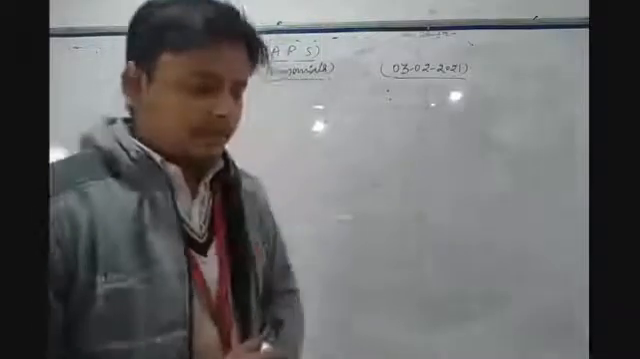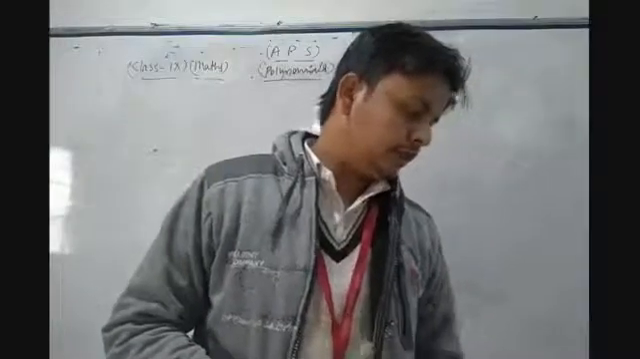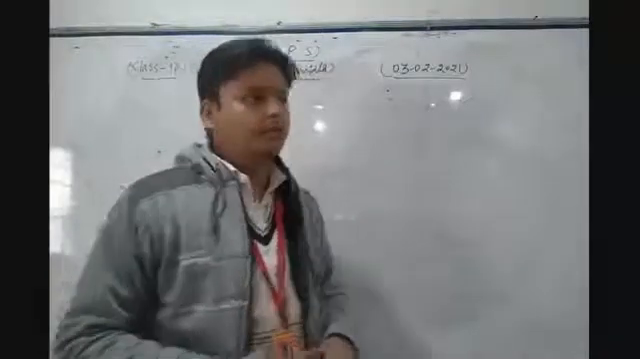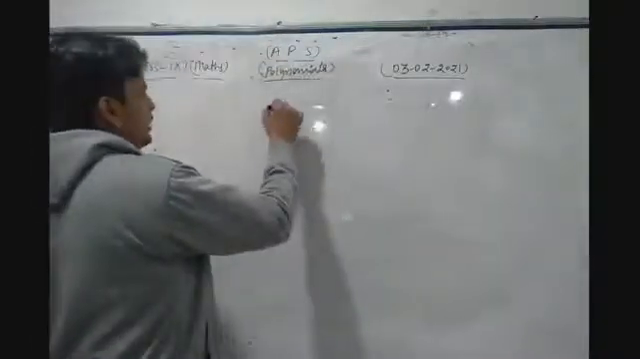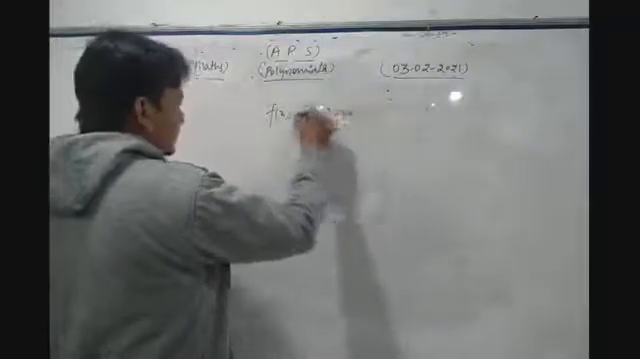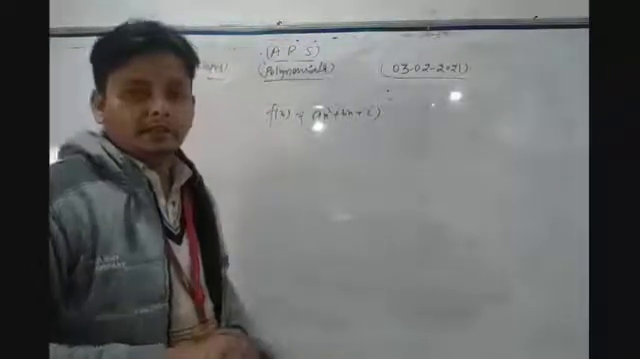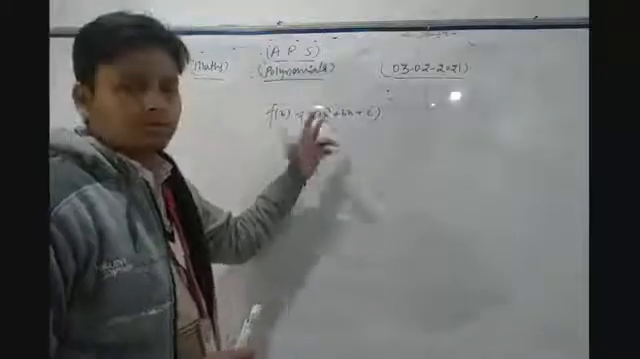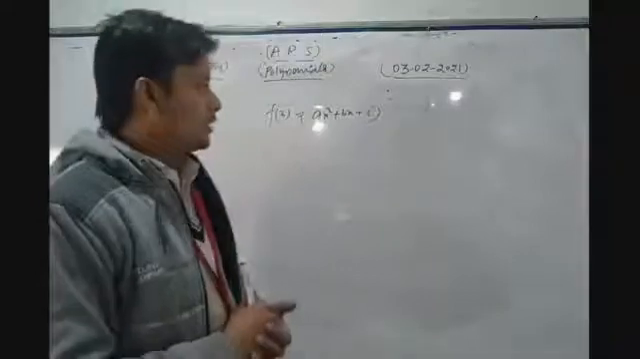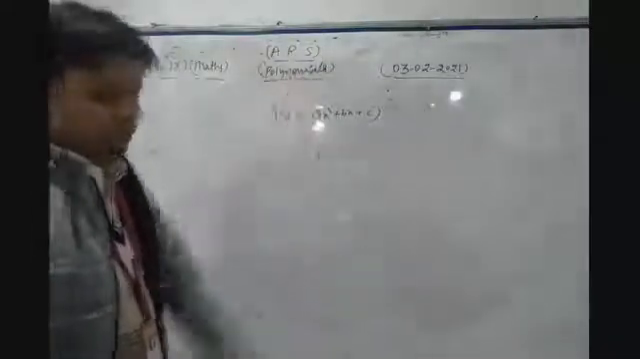Polynomials. Dear students, in that chapter, first of all, we will discuss some important concepts related to polynomials, such as the zero of a polynomial and the types of polynomials. Suppose any polynomial f of x is of the form ax square plus bx plus c. This is a quadratic polynomial, because the highest power of the variable is called the degree of the polynomial. Here the highest power of the variable is 2, so this is a quadratic polynomial.